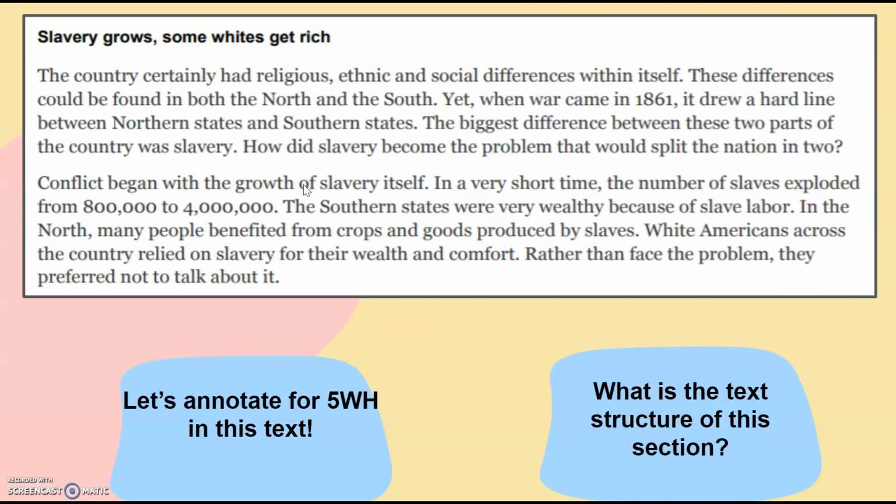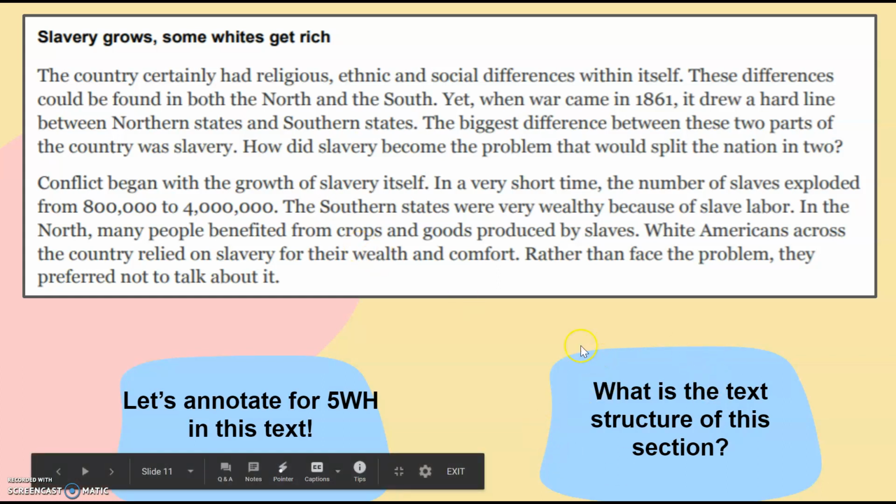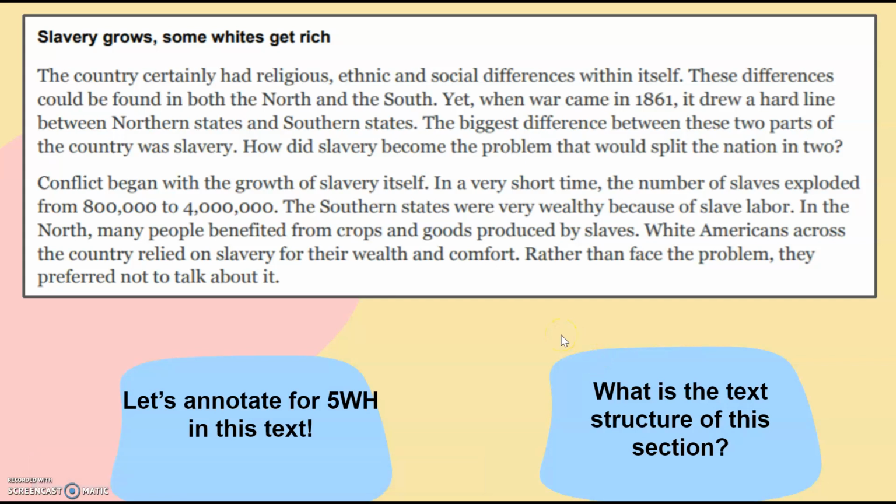So, you are now going to do this on your own, and later on you will be able to check your work. You are going to read this section, Slavery Grows, Some Whites Get Rich. You are going to annotate for the 5 W's and H in this text, and I also want you to be able to identify the text structure. I will be giving you the text structure throughout this lesson, but it's good practice to think about what the text structure is. I'm going to go ahead and have you read this, and then you are going to practice writing a summary. Then I'm going to show you what the answer is, and you can compare your answers to mine.